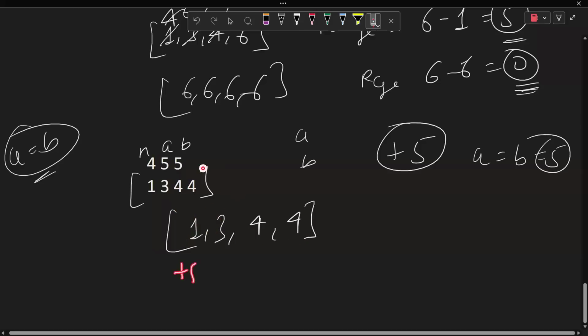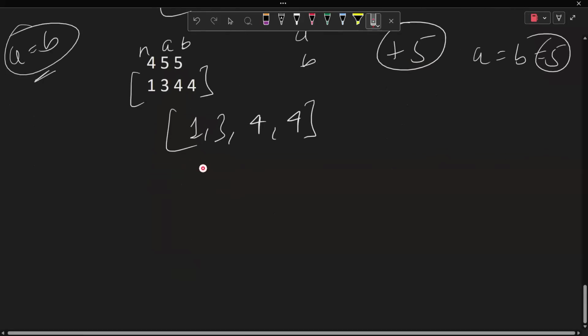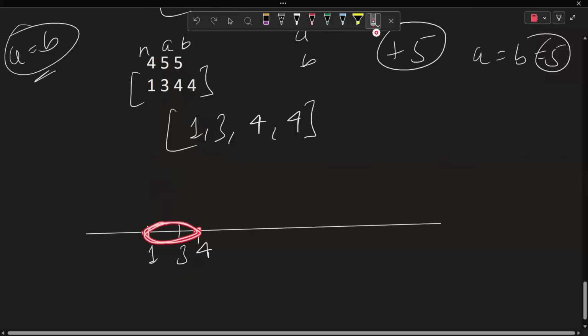So by doing plus 5, you need to determine the minimum range. Now, what is a range? On a number line, if I draw 1, 3 and 4, the range is the maximum value minus the minimum value. This length is my range here in this case.